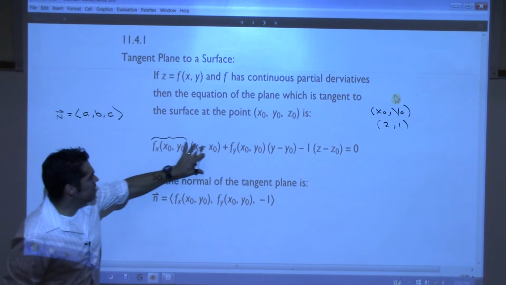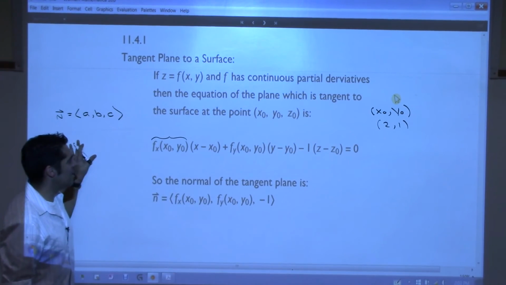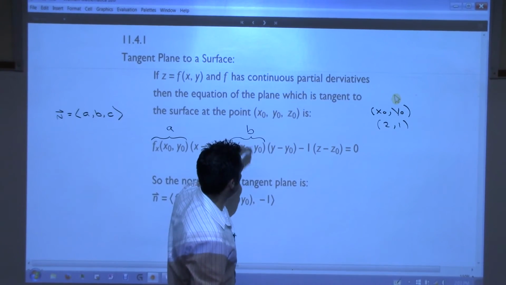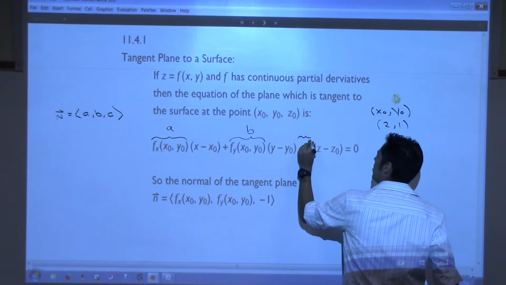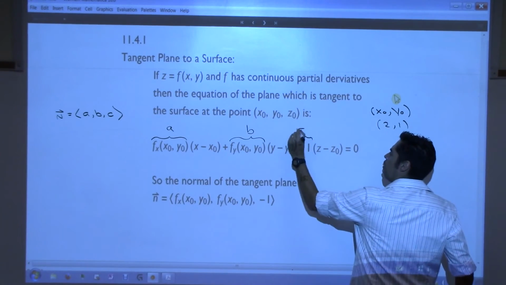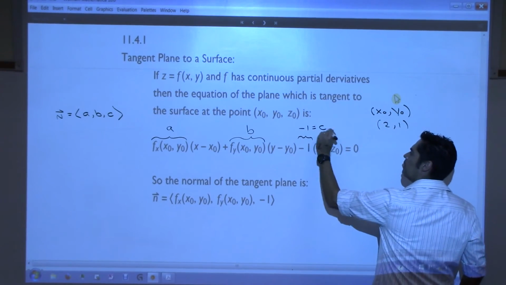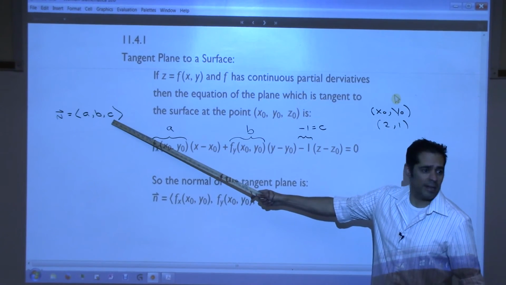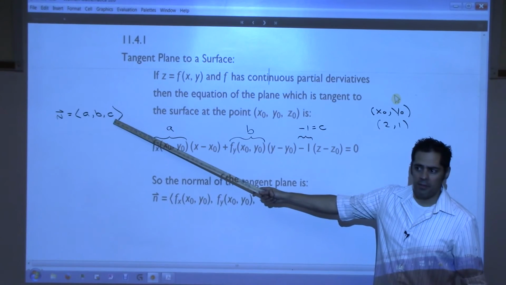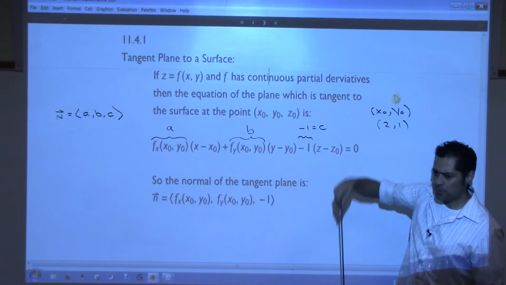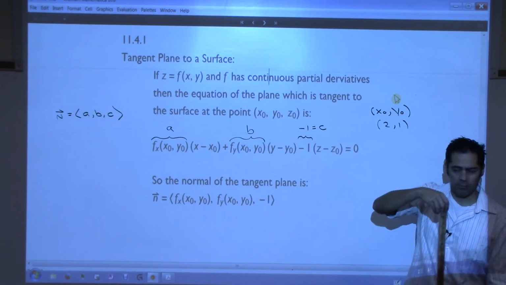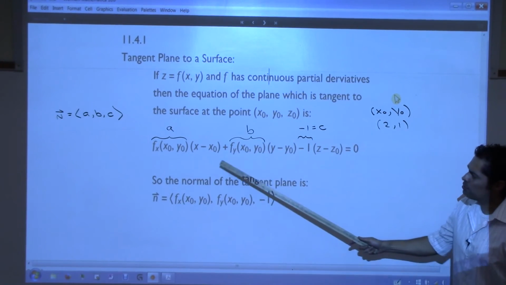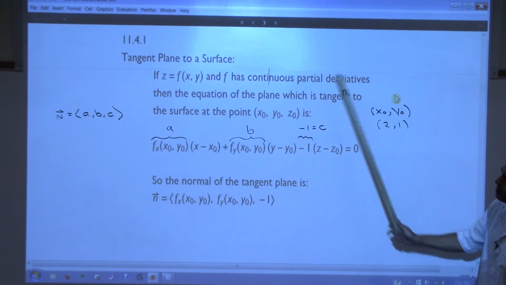Well, here's the equation of the plane. It looks very similar to what I just had up here. This is the A, this is the B, and C is what? Always going to be -1. What is C? It's the z component of the normal vector. -1 is pointed straight down, isn't it? So that's how these partial derivatives come into play in this equation.